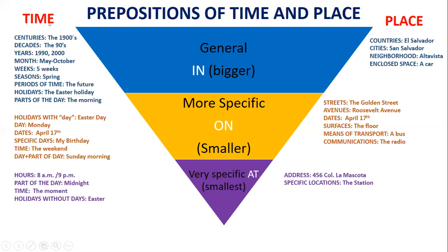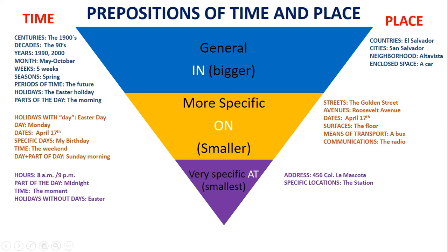Entonces utilizamos in as a preposition of time to say centuries, in the 19th century, right? Decades, the 90s, years, in 1990, in 2000, months, in May, in October, weeks, in 5 weeks, seasons, in spring, periods of time, in the future, holidays, in the Easter holiday, parts of the day, in the morning. We use in for place, for example, to talk about countries, in El Salvador, cities, in San Salvador, neighborhood, in Alta Vista, an enclosed space, a car, in a car.